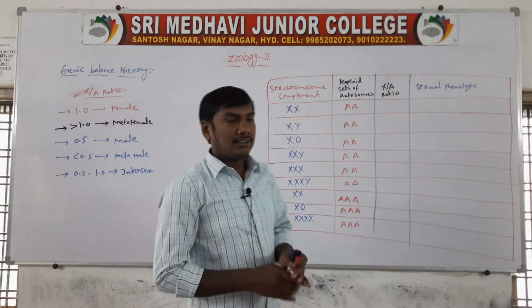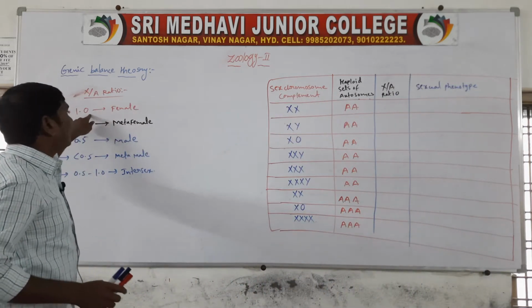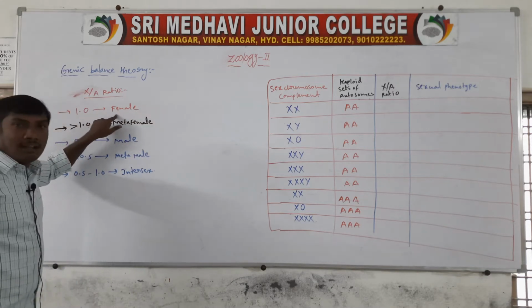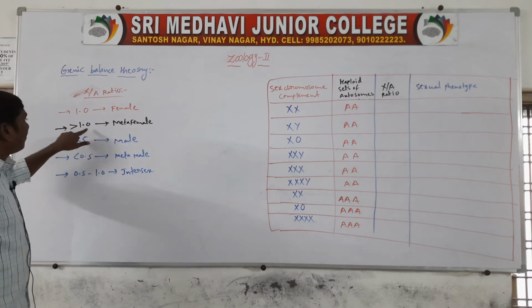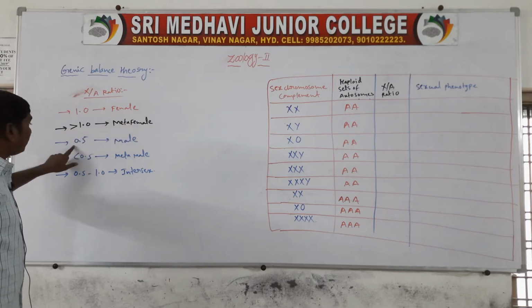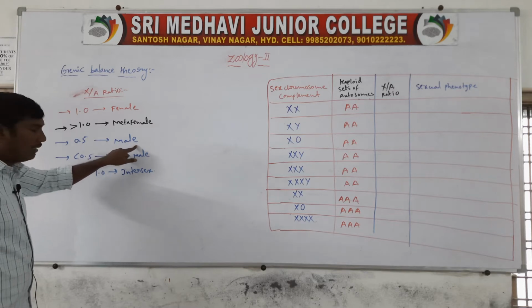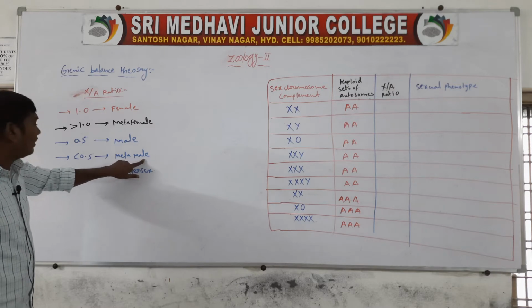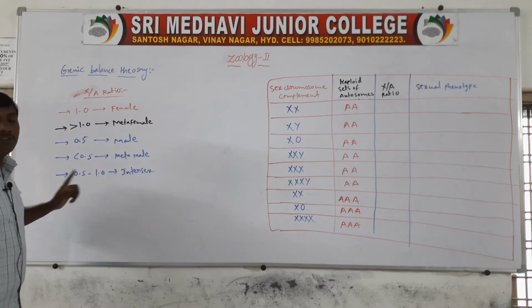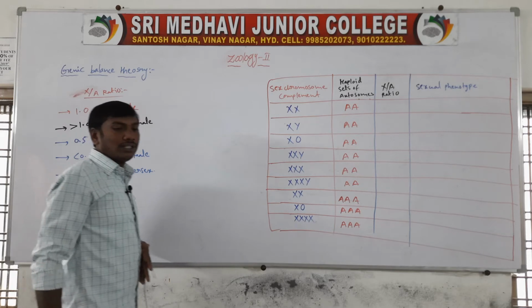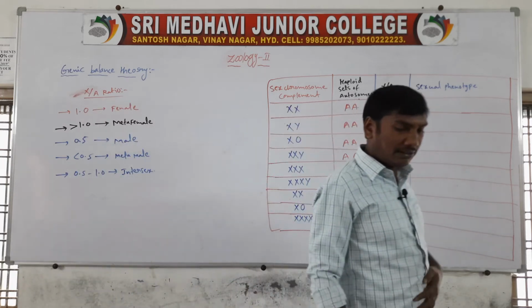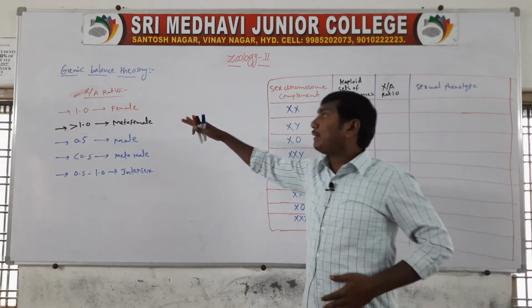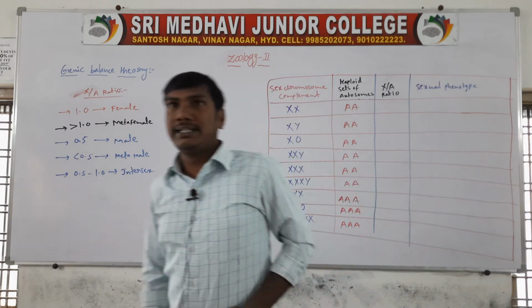So, to recap: the X by A ratio of 1.0 indicates a female, and a ratio greater than 1.0 is a meta female. A ratio of 0.5 indicates a male, and a ratio below 0.5 is called a meta male. A ratio of 0.5 to 1.0 is called intersex.